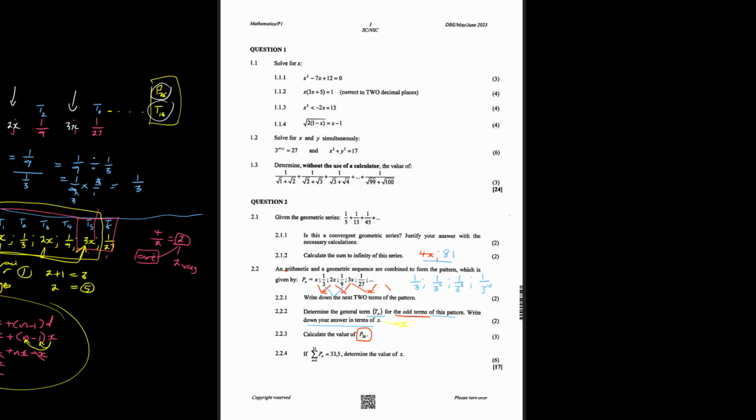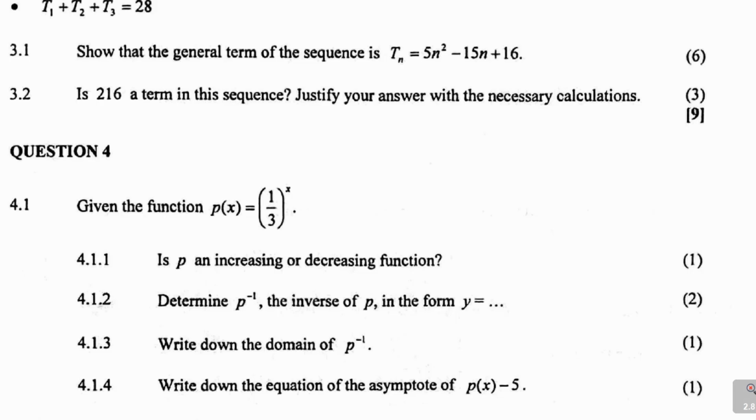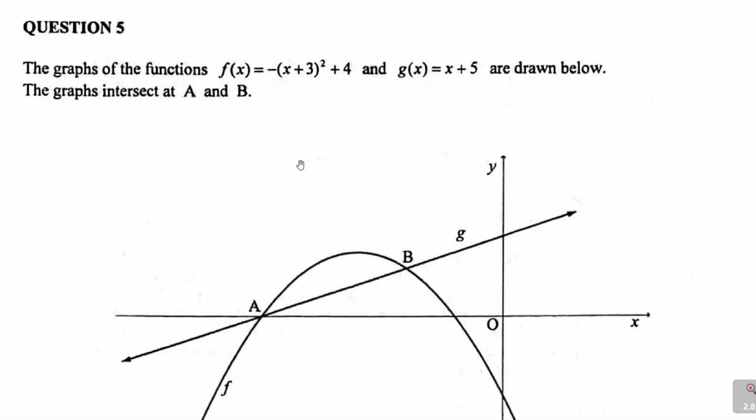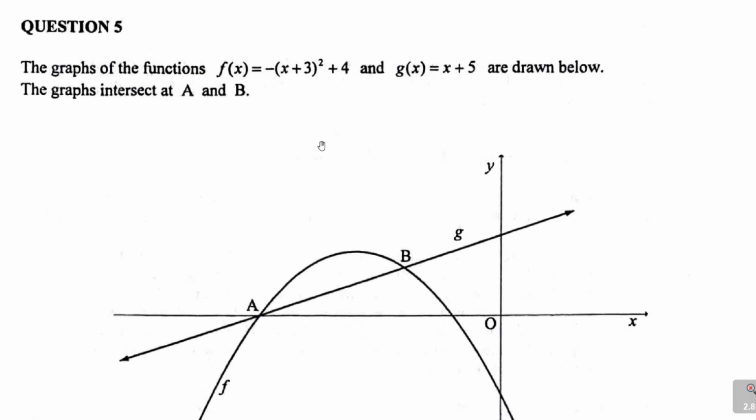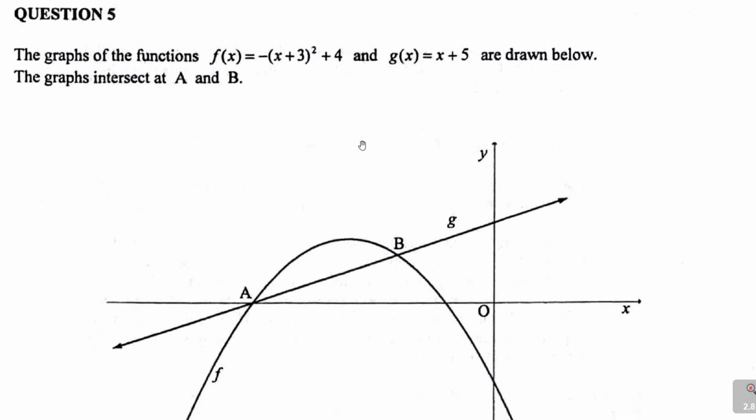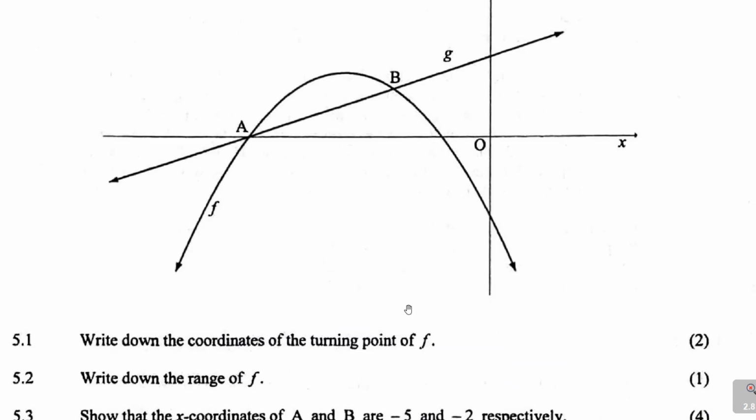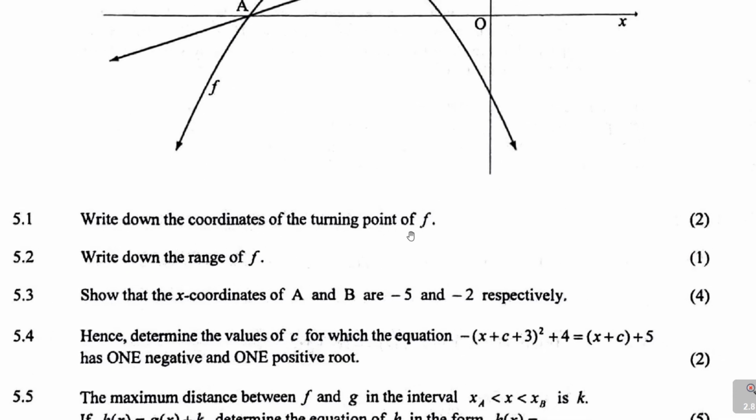All right, so we've done question 1, 2, we've done 3, 4, but now let's quickly do 5. I hope I've got almost 15 to 20 minutes to do this. The graphs of functions, f of x is that and g of x is that, are drawn. The graphs intersect at A and B. Now write down the coordinates of the turning points of f.